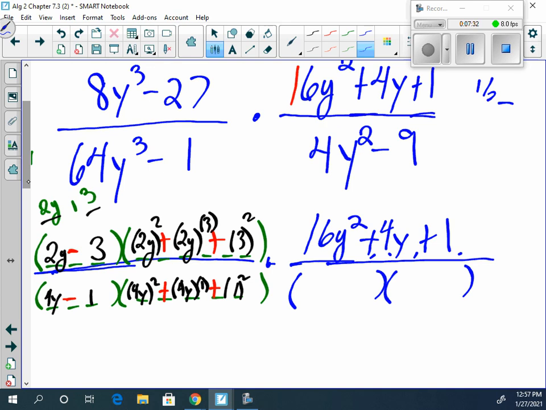But the denominator does. 4y squared minus 9 will factor. And we know that the signs are opposite because the 9 is negative, but it's also a special type. What is it? Difference of perfect squares, because 4y squared is a perfect square, so that would be 2y and 2y. And since 9 is a perfect square, it would be 3 and 3.